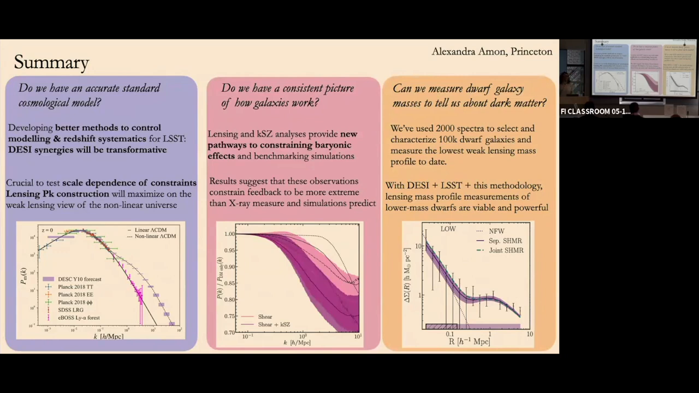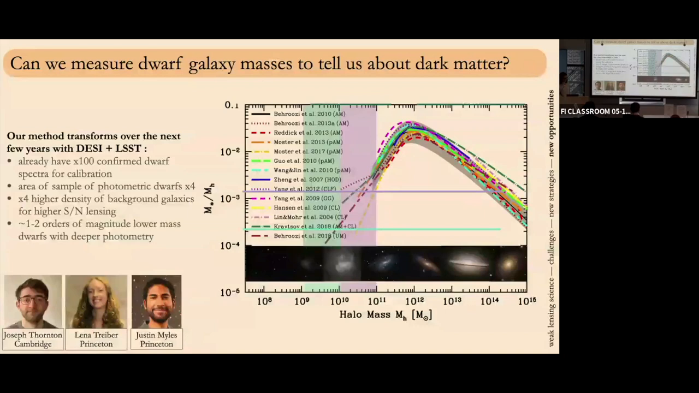Other questions? Please, Sebastian. Can you pull up the plot again where you were showing the comparison of eliminating different errors in the weak lensing analysis and how that changed your cosmological contours? Yeah.